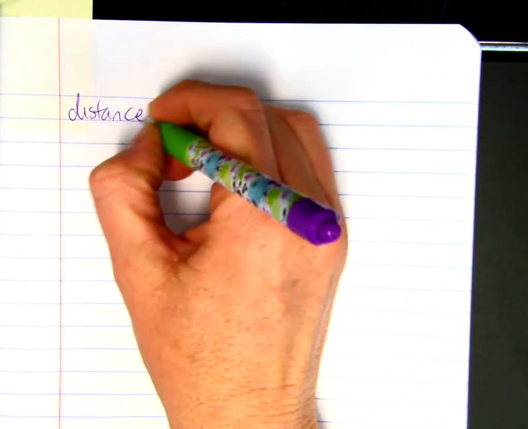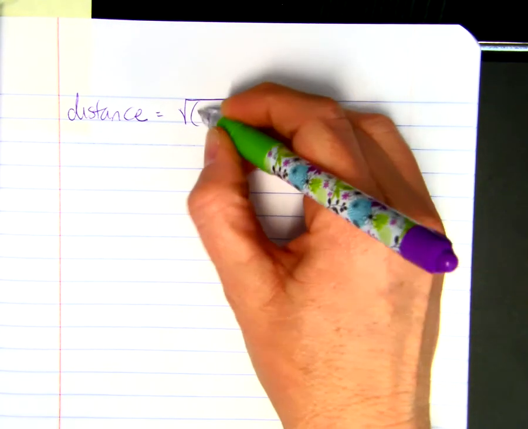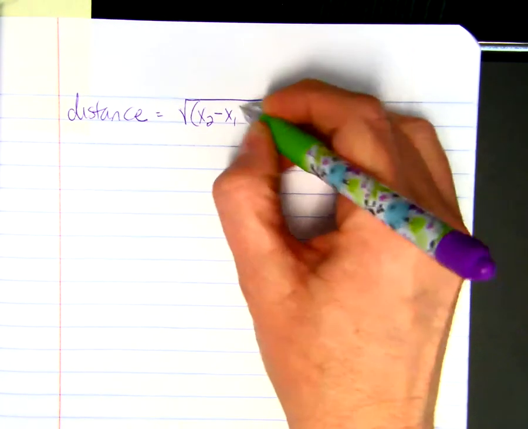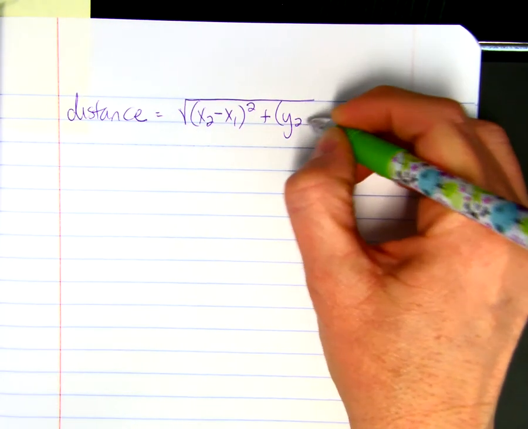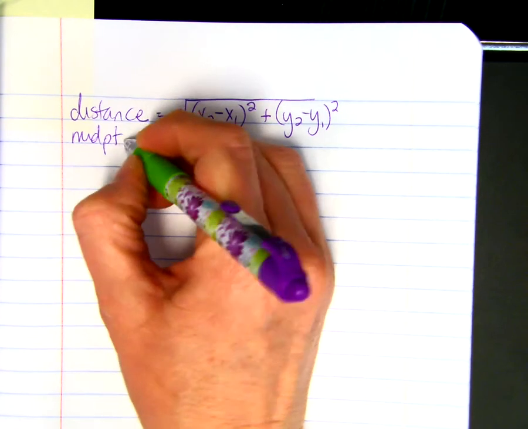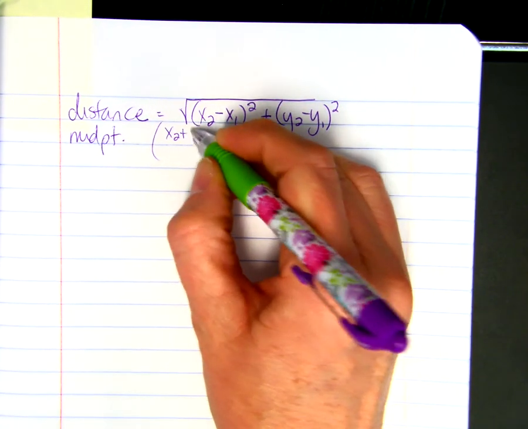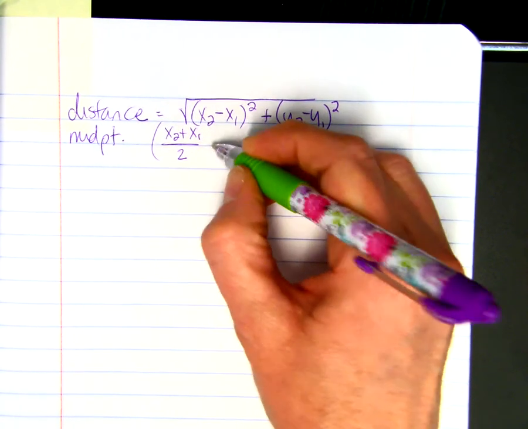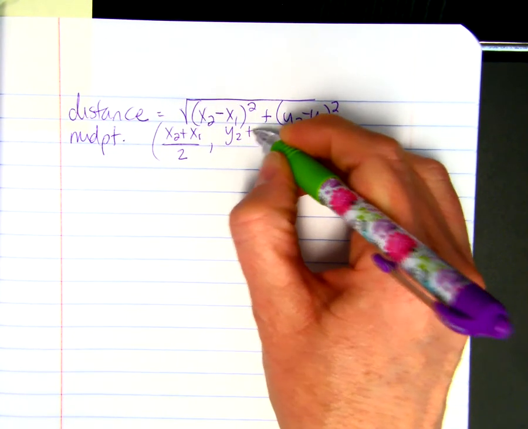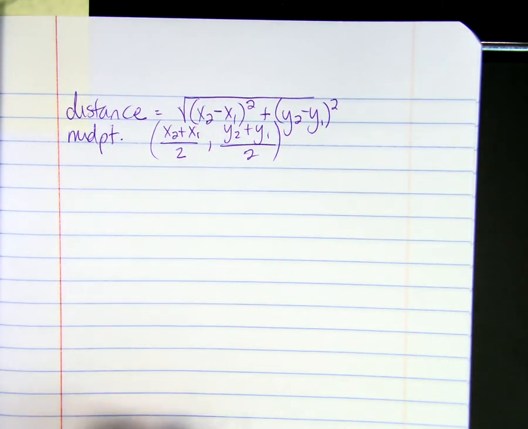Okay, so the distance formula, real quick, is x sub 2 minus x sub 1 quantity squared plus y sub 2 minus y sub 1. And the midpoint formula: if you have 2 points, take the two x's, add them together, divide by 2. So the average of your points is the midpoint.